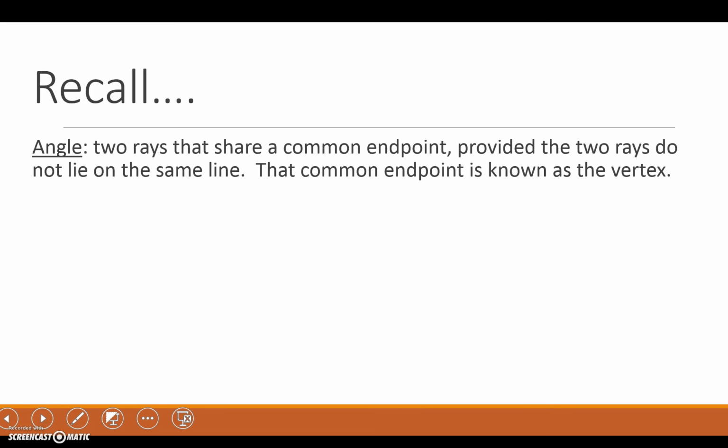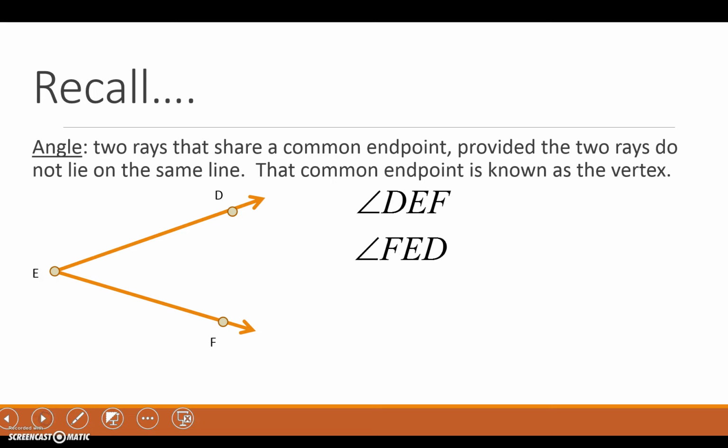So recall, in a couple of videos ago we talked about angles. Angles are two rays that share a common endpoint, provided the two rays do not lie on the same line, and the common endpoint is known as the vertex. And we looked at a picture of what an angle looked like, and then in class we discussed how to name it. So this is angle DEF, or we can call it angle FED. Again, we can see that the vertex is in the middle there when we're naming it.